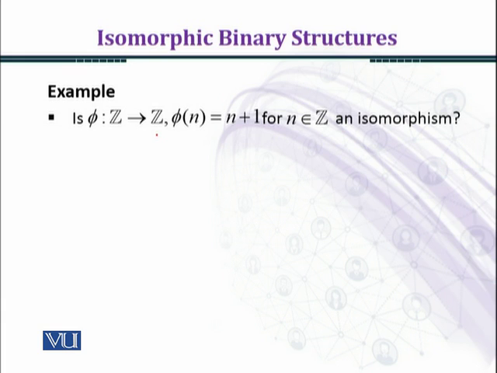Now we shall consider some more examples. We define phi from Z to Z by phi n equal to n plus 1, and we want to check whether phi is an isomorphism or not.